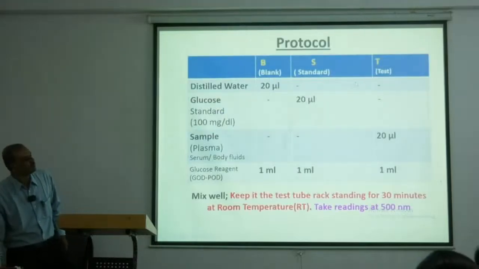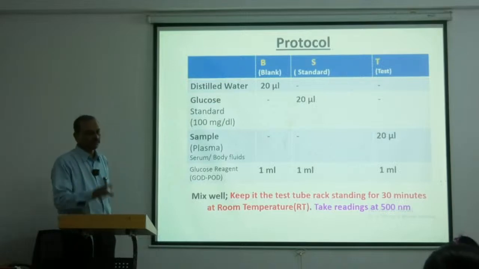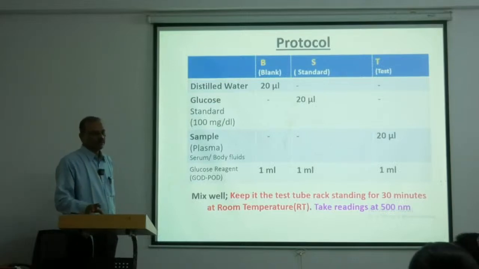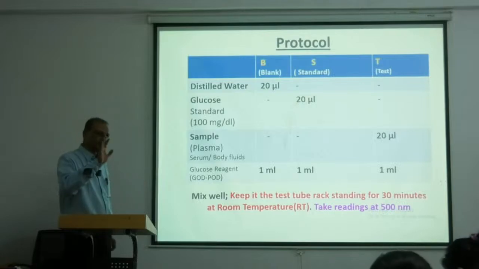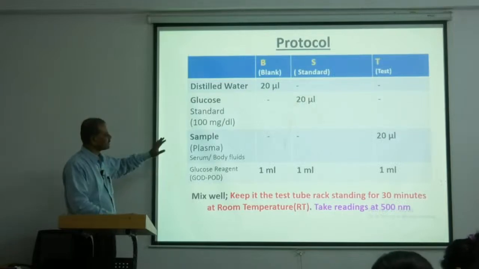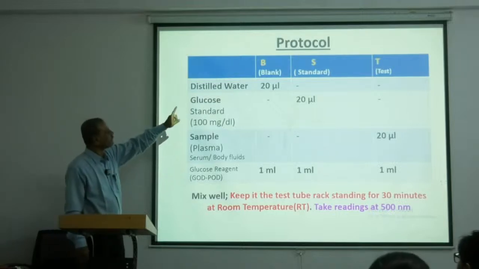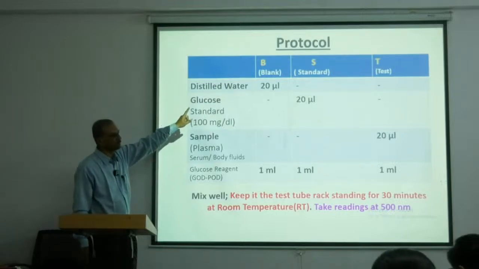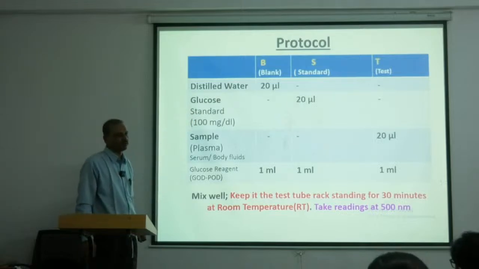Now you have to take 3 tubes. Write down this thing. This you will do. I will demonstrate today, and all these things which I will discuss today, I will demonstrate today, and next class you will bring this test. You label 3 test tubes. First you write down B, that is blank. Second one is S, and third one is T.